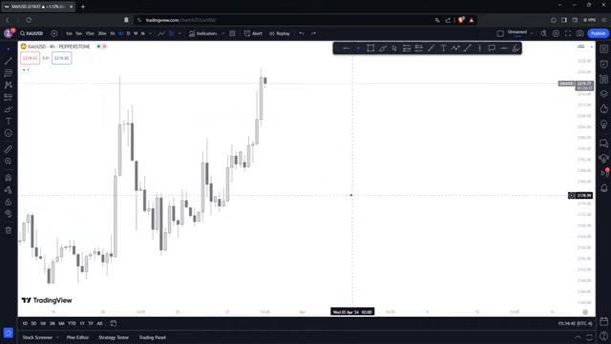Yes, for momentum, always check on the M15 chart or M5 for your entries. It depends on the one you like. Both are the same. Sometimes I use M15, sometimes I use M5.